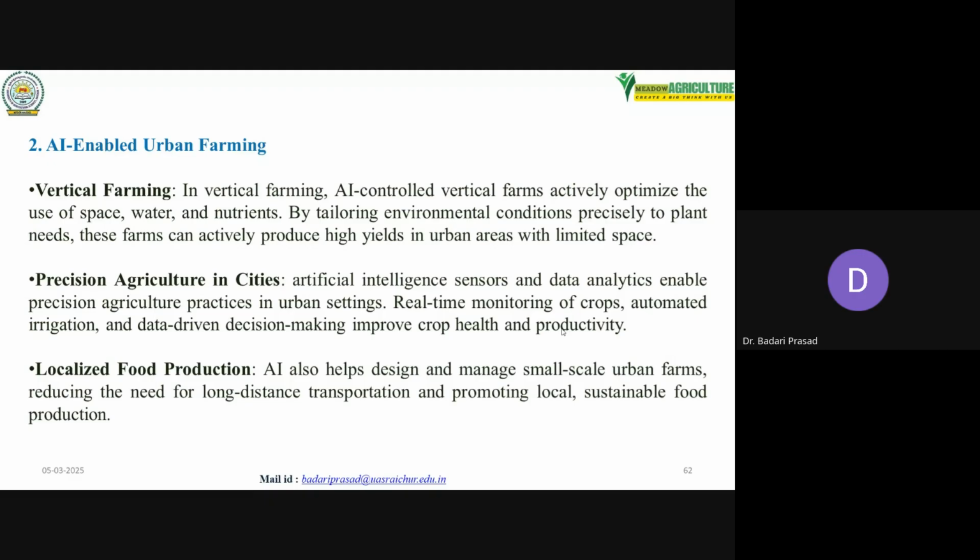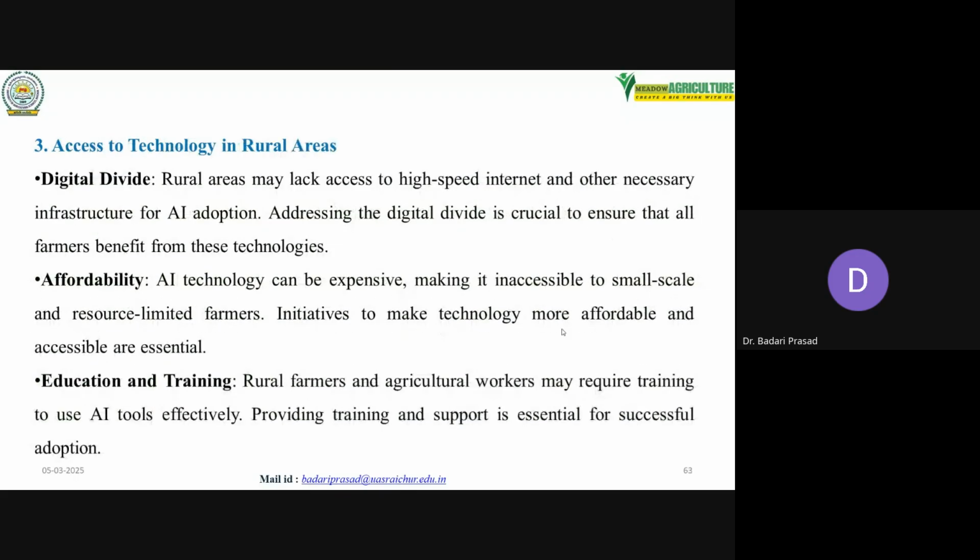Similarly, in precision agriculture in cities, artificial intelligence, sensors, and data analytics enable precision agriculture practices in urban settings. Real-time monitoring of crops, automated irrigation, and data-driven decision-making improve crop health and productivity. Localized food production also helps to design and manage small-scale urban farms, reducing the need for long-distance transportation and promoting local sustainable food production based on local needs.